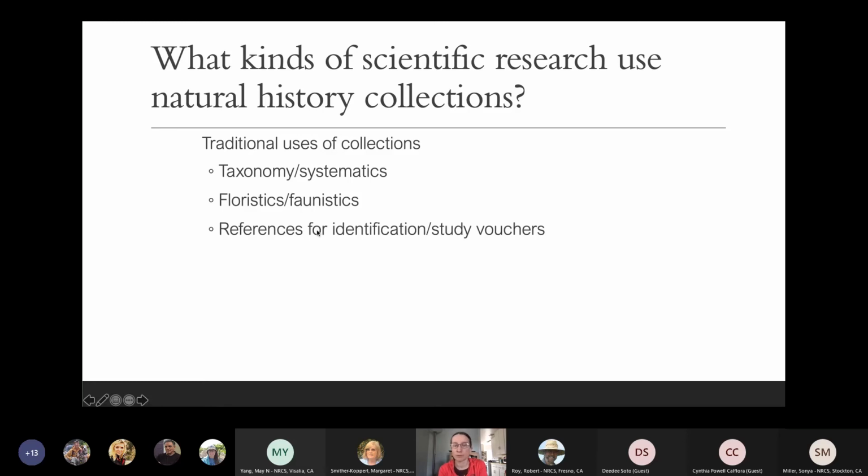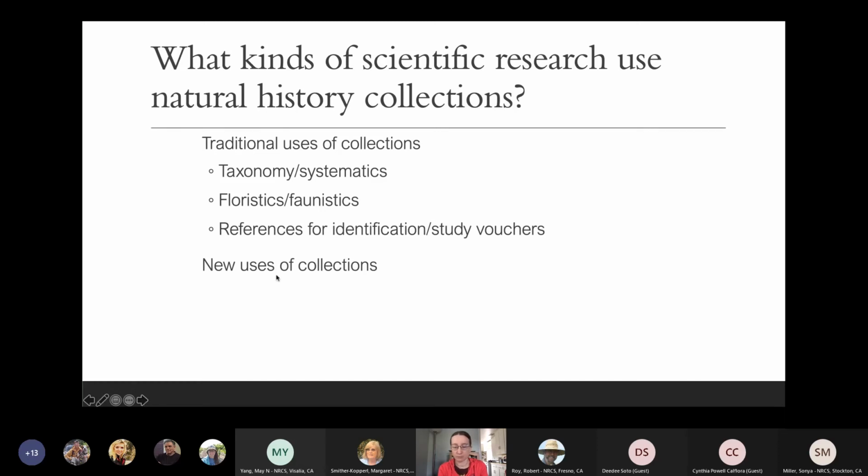And then references for identification, or what are called study vouchers. This is a place to deposit specimens to basically provide evidence that you collected the right species if you're going to publish something about that species. So you can deposit something in a herbarium, and then other people can come back and take a look at it and say, okay, yes, you collected Amaranthus palmeri, or whatever you said you collected.